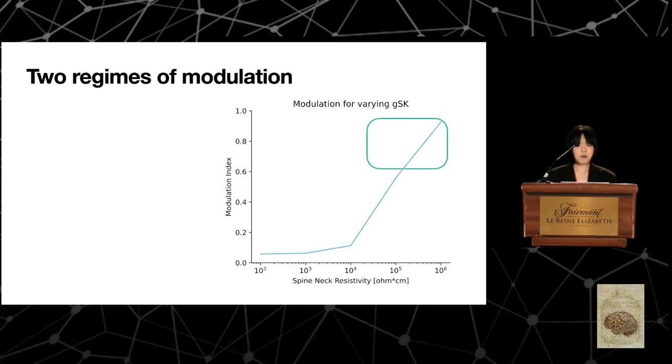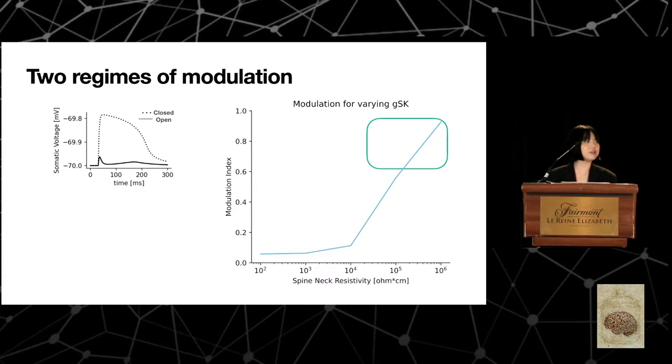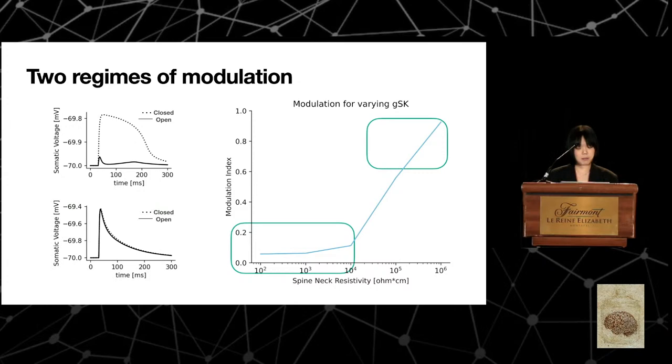One is this very high regime in which the NMDA plateau potential can occur, and the modulation index can be very high. And we'd see something that looks like this, because even weak shunting conductance can block the generation of NMDA plateaus. So you see a very dramatic difference in the overall voltage at the soma. In this low resistance regime, the shunting effect is very small, providing modulatory control of only a few percent. But overall, modulation index does increase with neck resistance.